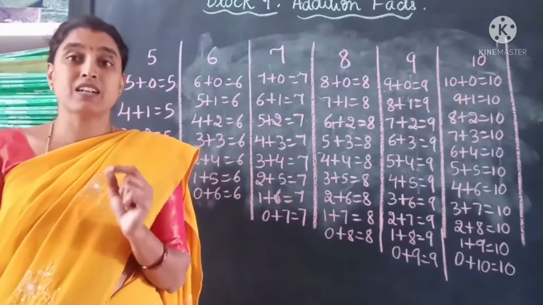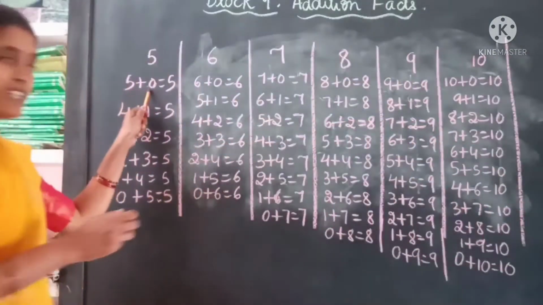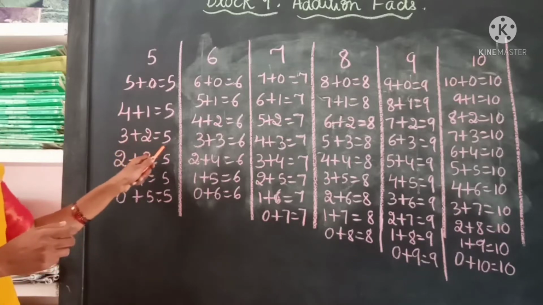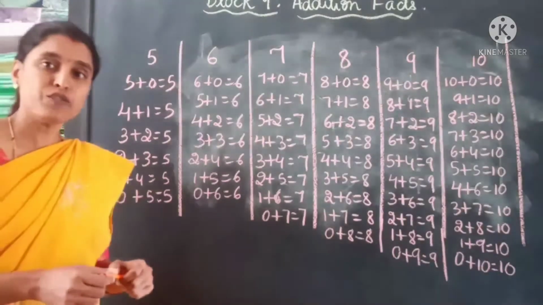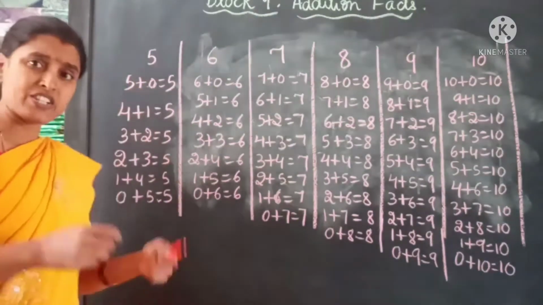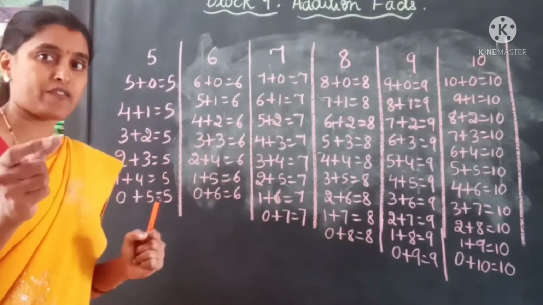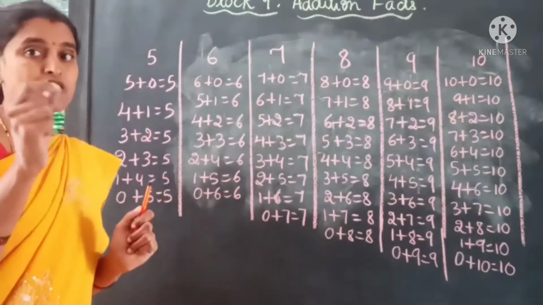Now let us see which are the addition facts of 5. Here 5 plus 0 equals 5, 4 plus 1 equals 5, 3 plus 2 equals 5, 2 plus 3 equals 5, 1 plus 4 equals 5, and also 0 plus 5 equals 5. Here in all these addition sentences also we are adding up to the same number, that is 5. We got the same answer 5. So these are nothing but the addition facts of 5.